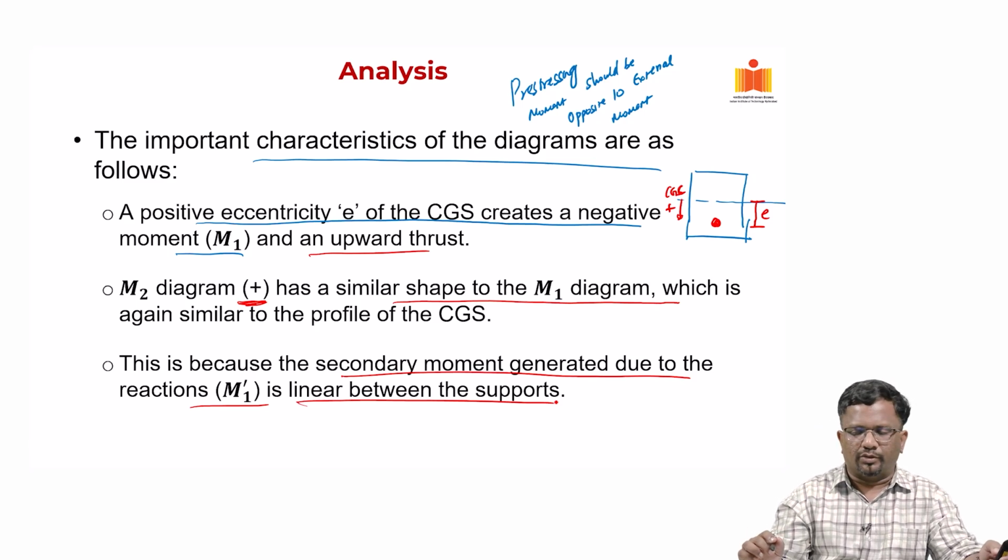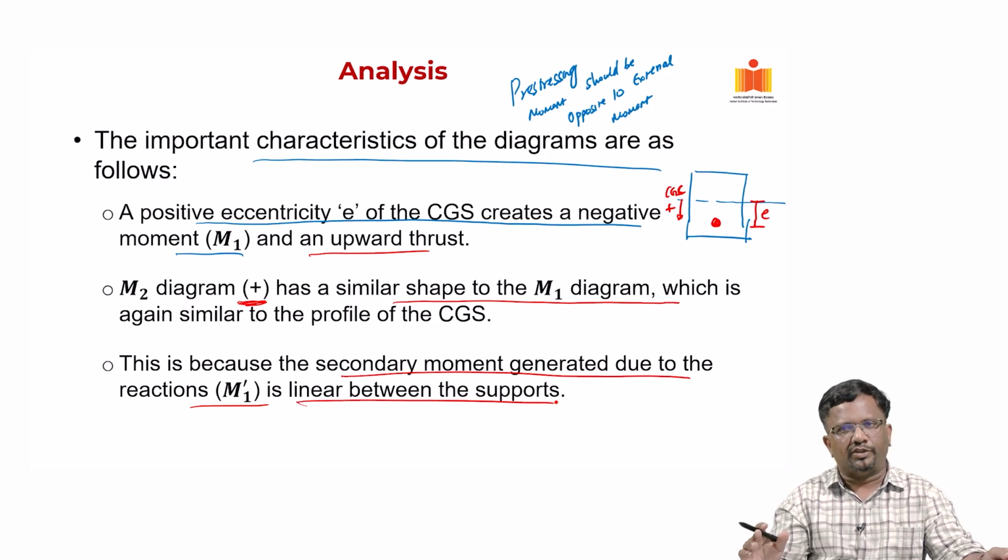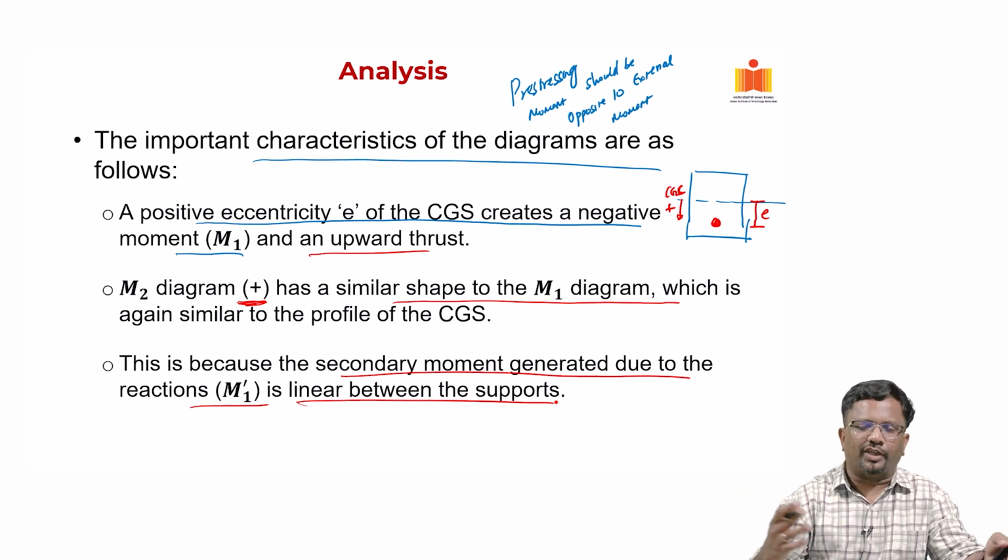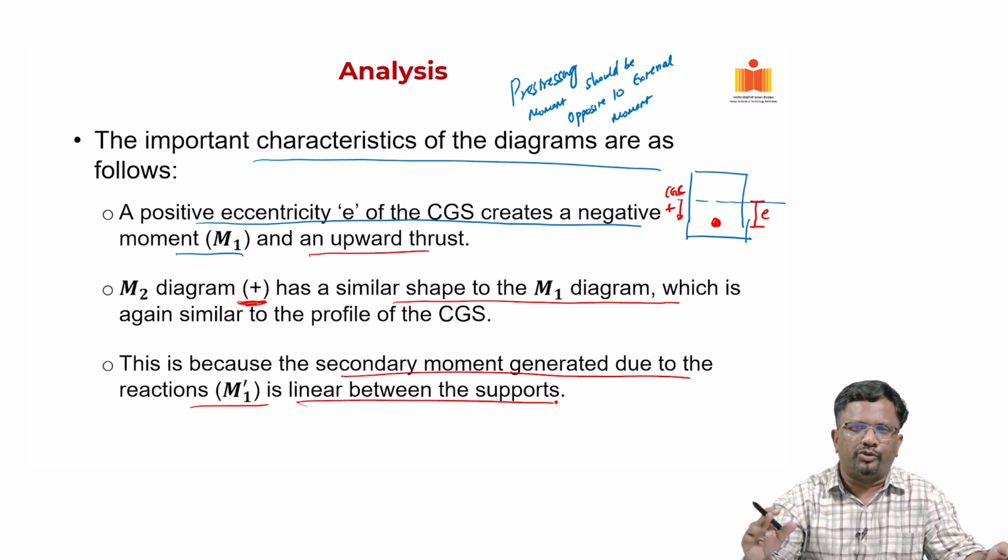So these are the things. The final goal is, you have to put sign conventions in such a way that the pre-stressing is going to be, or we design it in a way that pre-stressing is going to oppose the external moments that are developed. So you have to keep that in mind.